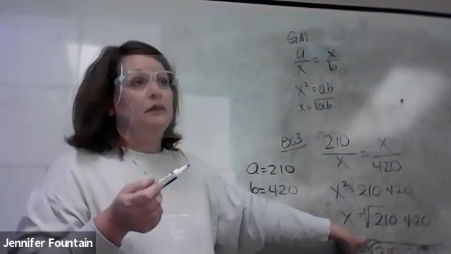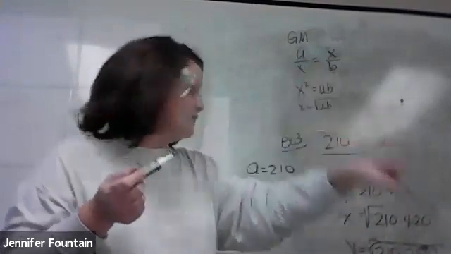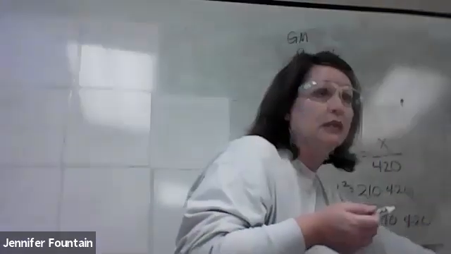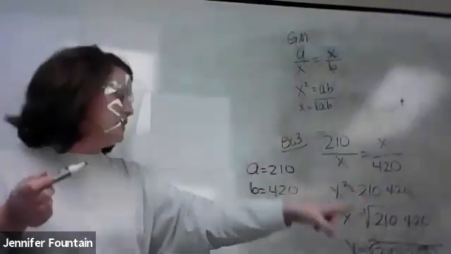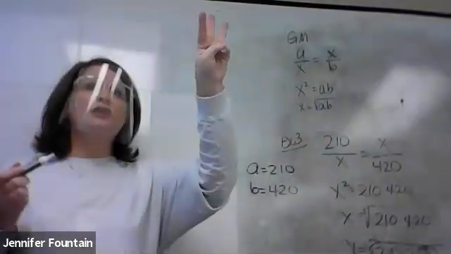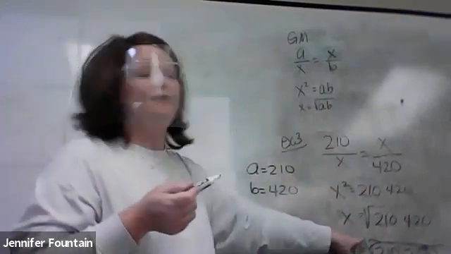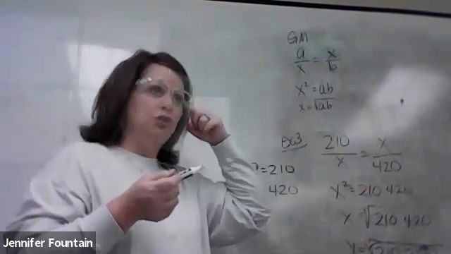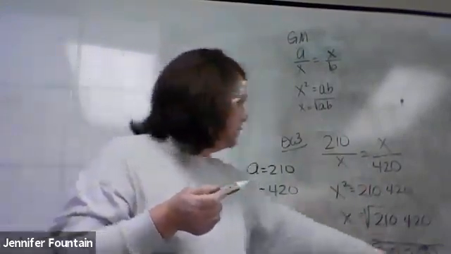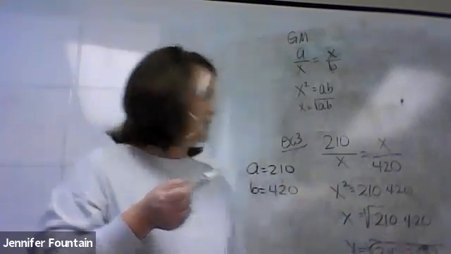If this was a 3, if my index was 3, I'd have to have 210 times 210 times 210 to come out as one group. Remember, if an index is 3, I have to have 3 of something under the radical sign. When I have no number here, I understand it to be 2, taking the square root. So I have to have 2 of them under the radical sign.